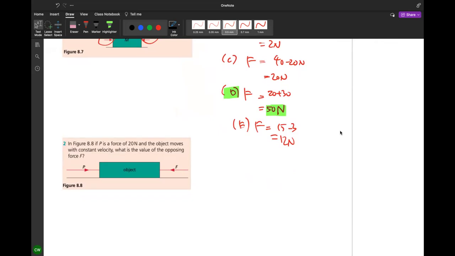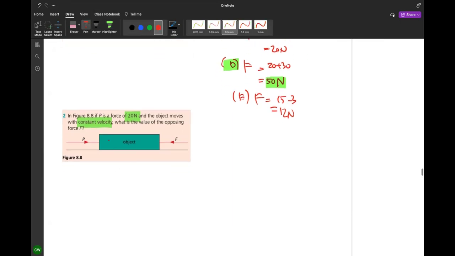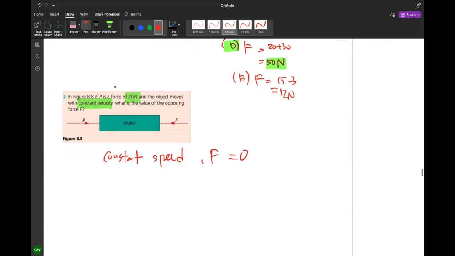P is 20, object with constant velocity. What is the value of F? 如果 P 是20，Q 是多少？What does it mean, acceleration? If it's constant velocity, what does it mean? Constant speed means what? What is the value of resultant force? Resultant force is 0. Write out first, resultant force 0.